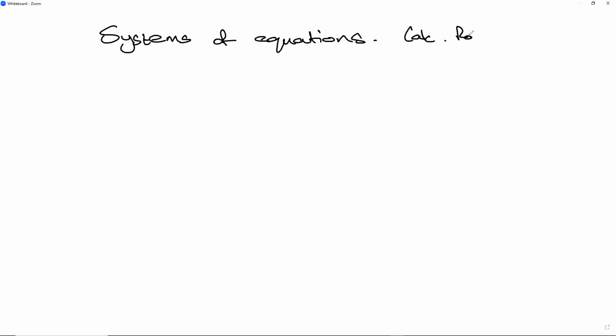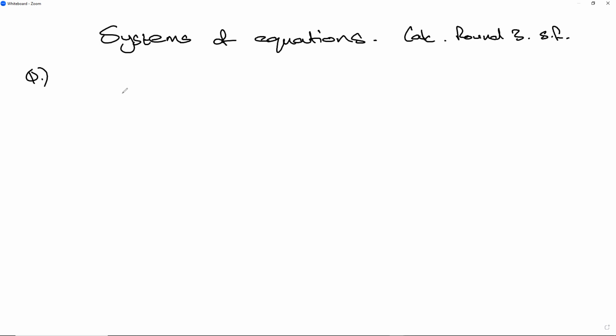All right, let's look at the topic today: systems of equations. And we're going to look at a slightly more difficult question than normal. Calculate, calculator allowed, and round to three significant figures.